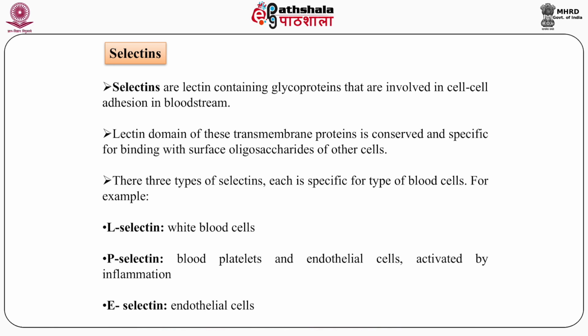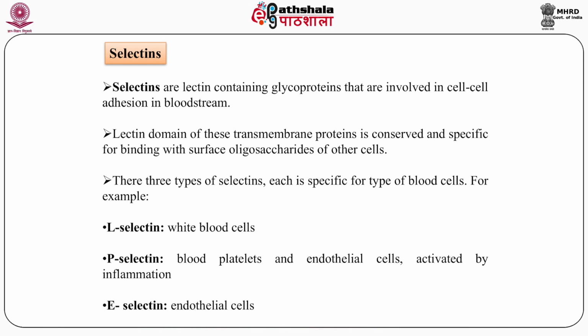Now, other types of cell adhesion molecules are selectins, which are lectin-containing glycoproteins that are involved in cell-to-cell adhesion in the bloodstream. The lectin domain of these transmembrane proteins is conserved and specific for binding with surface oligosaccharides of other cells. There are 3 types of selectins, each specific for a type of blood cell. For example, L-selectin is selective for WBCs, P-selectin for blood platelets and endothelial cells, which is activated by inflammation, and E-selectin, which is specific for endothelial cells.